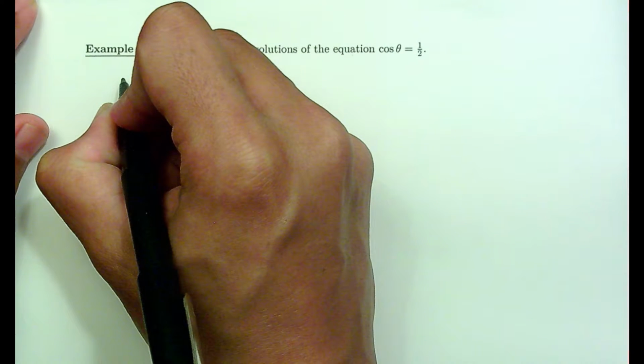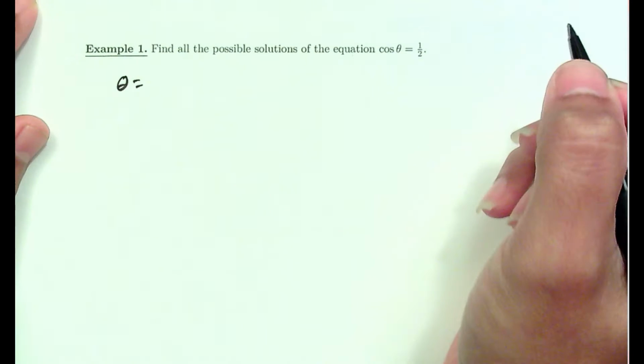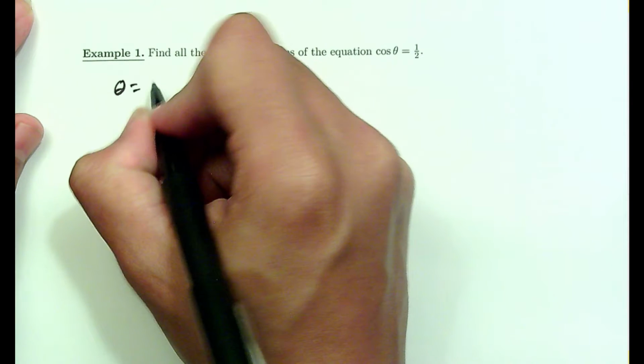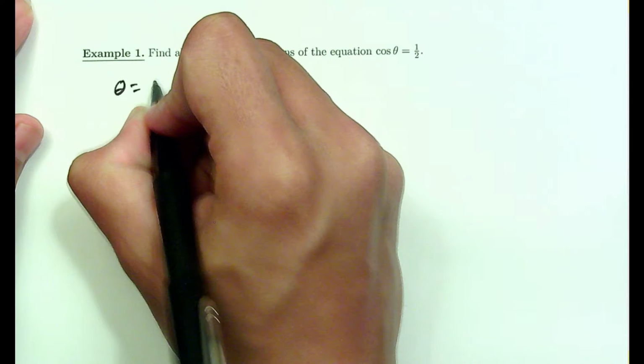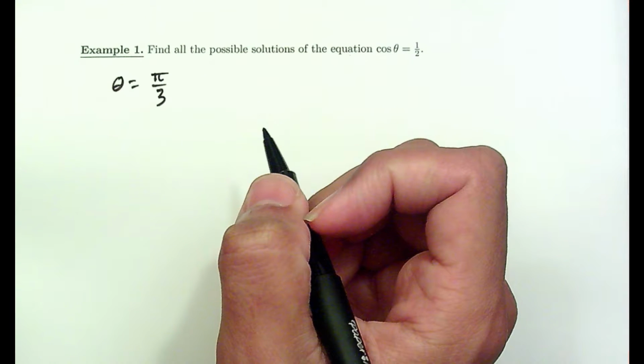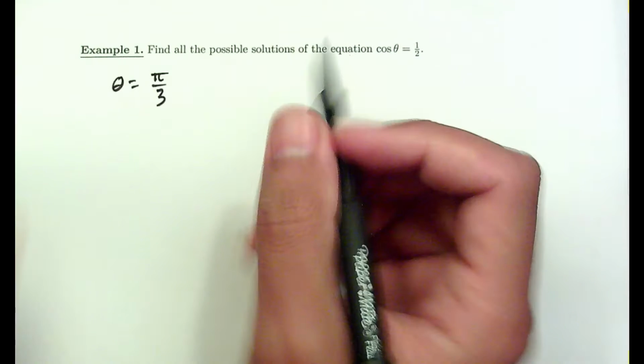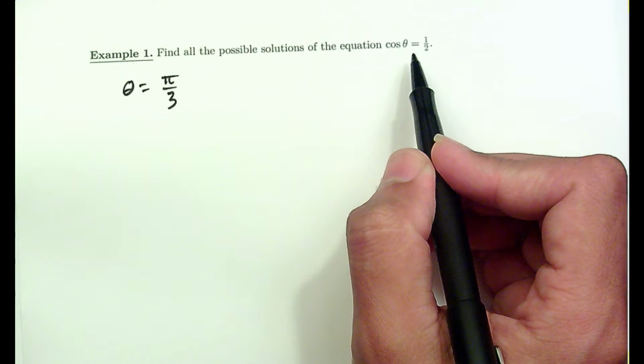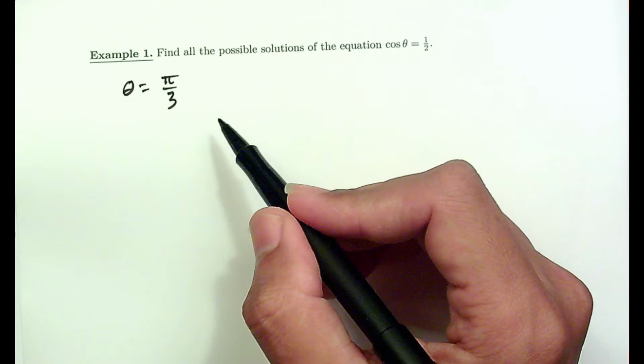So one in the first quadrant, it would be 60 degrees or pi over 3. We generally want to give the answers in radians unless they ask us to give the answers in terms of degrees. Okay. So the convention will be give the answers in terms of radians. All right, so that's one angle, okay? That angle satisfies this equation. Cosine of pi over 3 equals a half. So we found one solution.